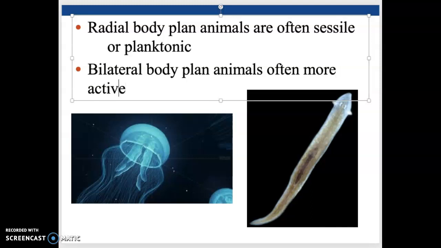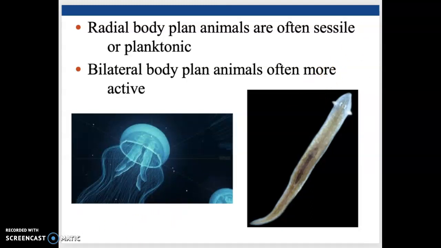Animals with a bilateral body plan are often much more mobile, much more active, because you have greater specialization to be very, very active and mobile. Okay, so let's lock that stuff in. Lecture part 2, we'll pick up talking a little bit about tissues and developmental processes of the animal body plan.